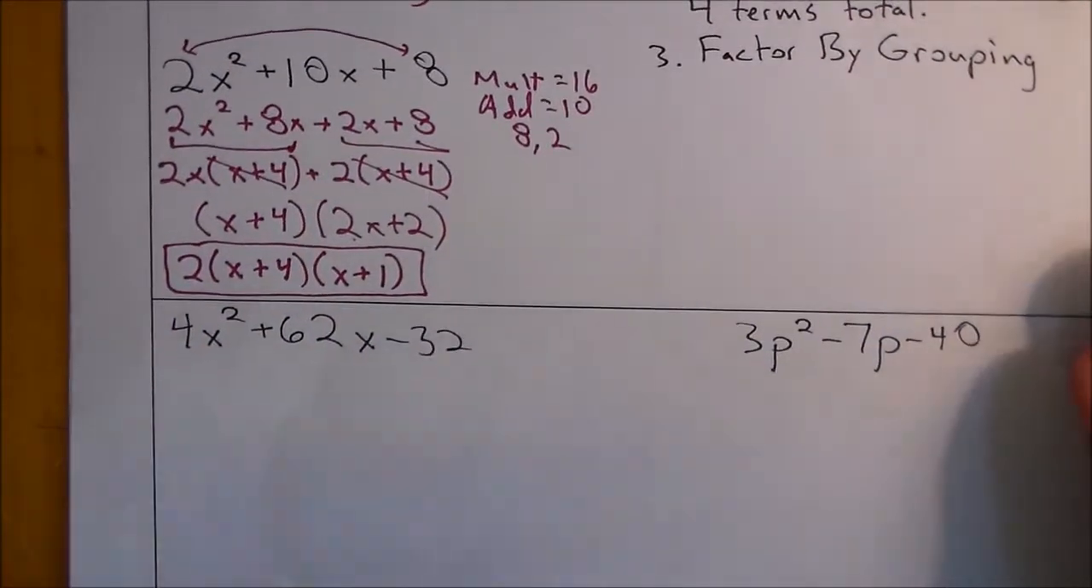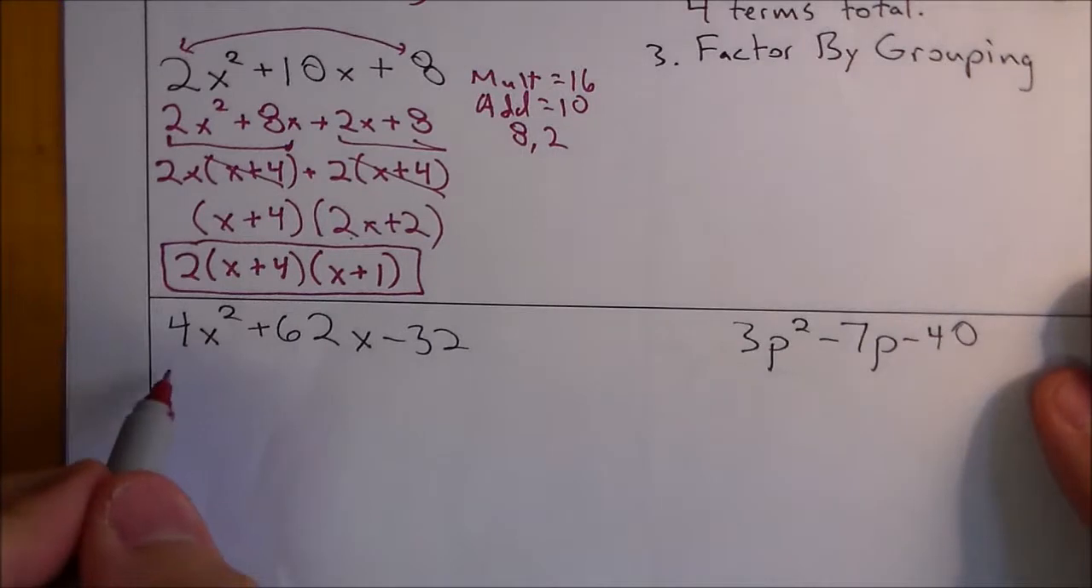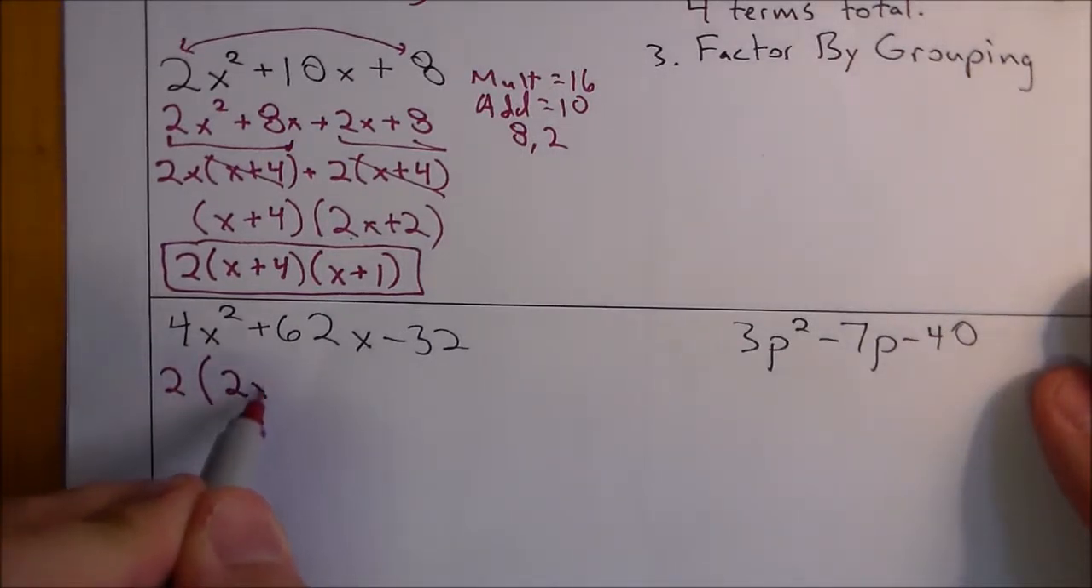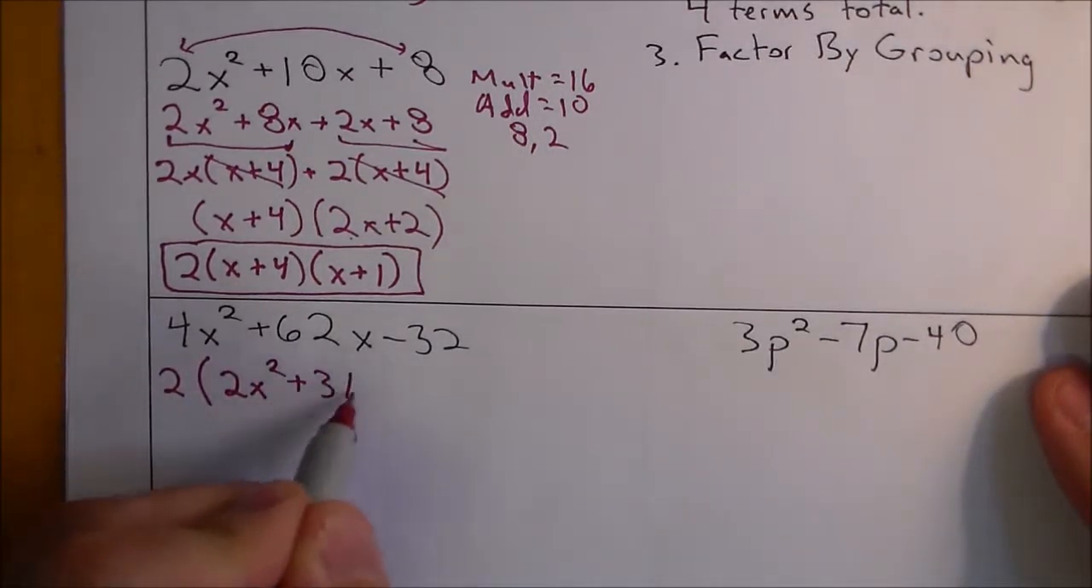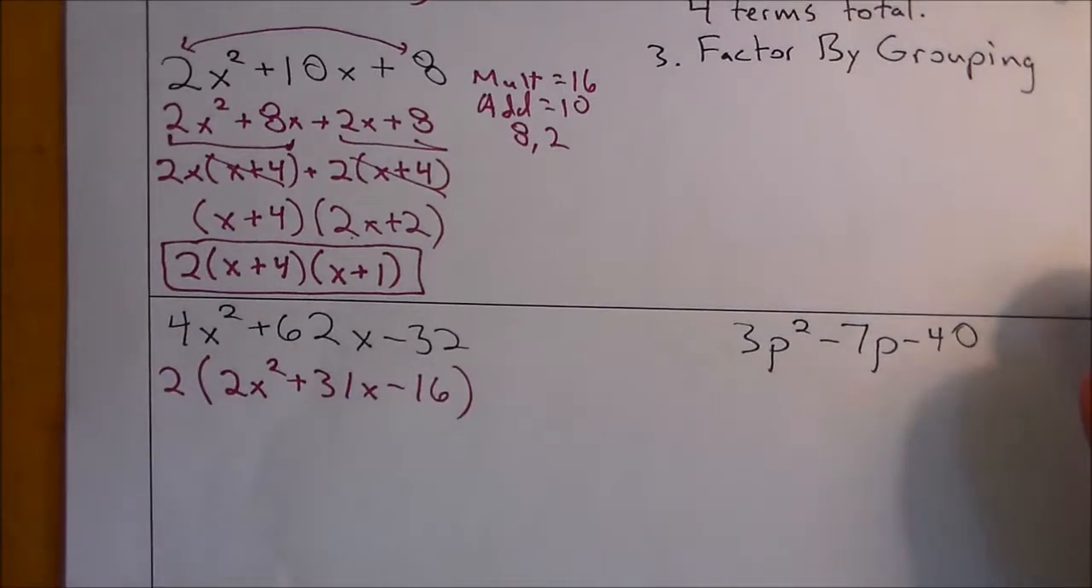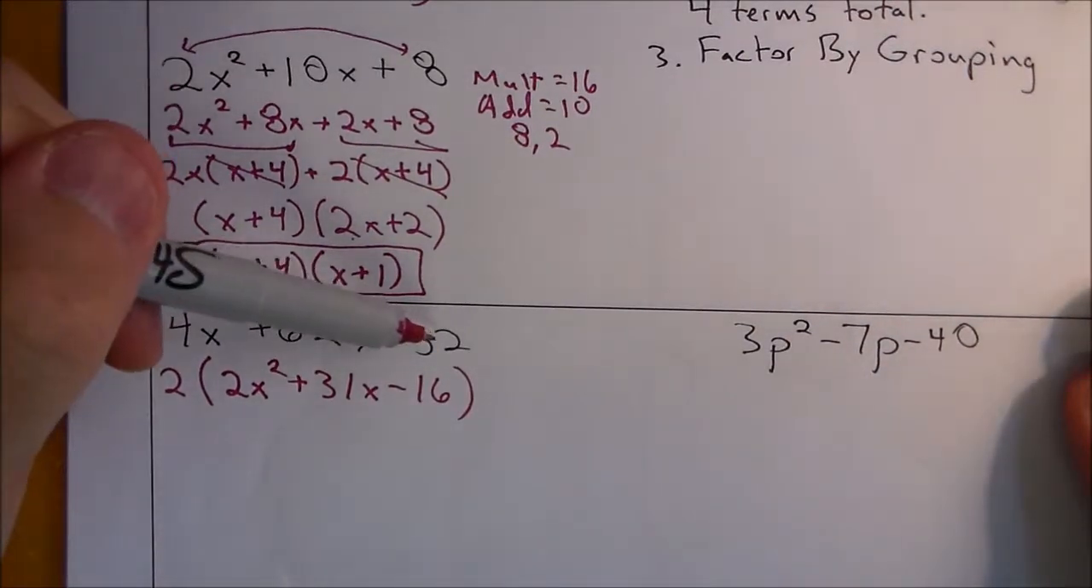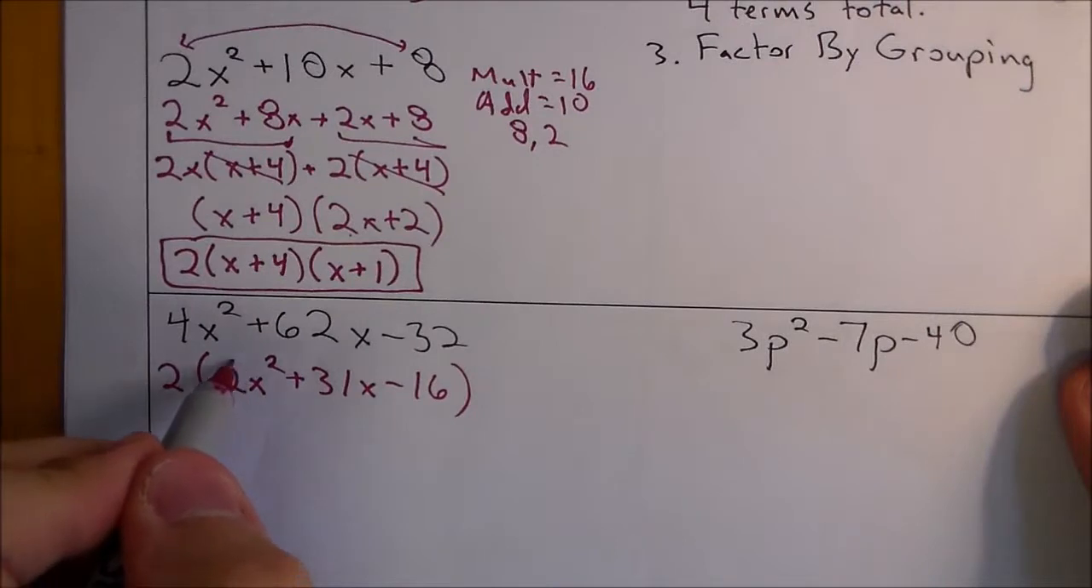So now we come to our next one. Here I notice they're all even. So I'm going to factor out a 2, and I have 2x squared plus 31x minus 16. Why that's also nice is I don't have to do 4 times 32. I'm only doing 2 times negative 16.